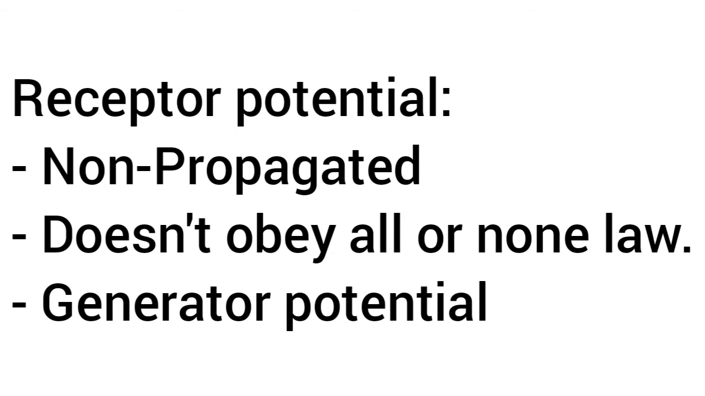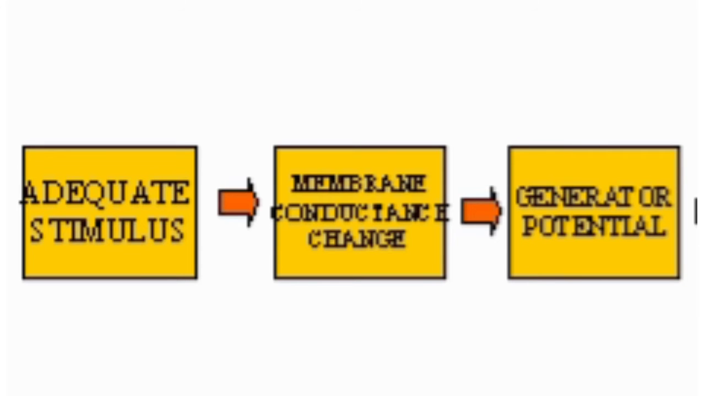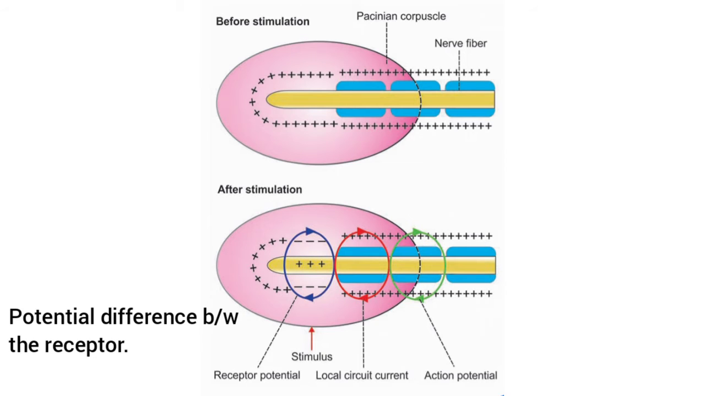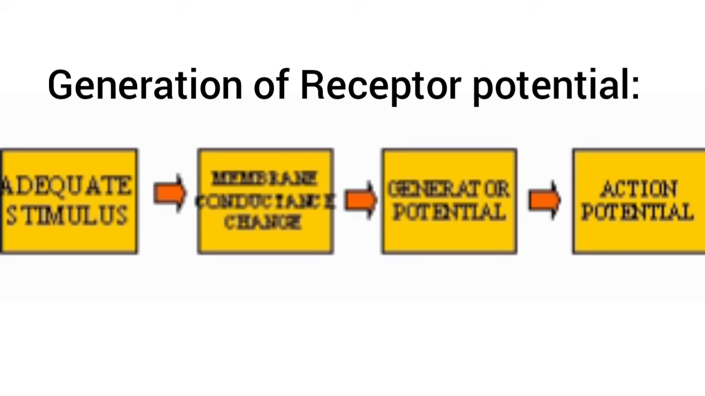Now receptor potential. It is non-propagated and it does not obey the all or none law. It is also called generator potential. It develops when the stimulus is applied, and it is the potential difference developed across the membrane of the receptor. This shows you the schematic diagram of generation of receptor potential and conversion of it into the action potential.